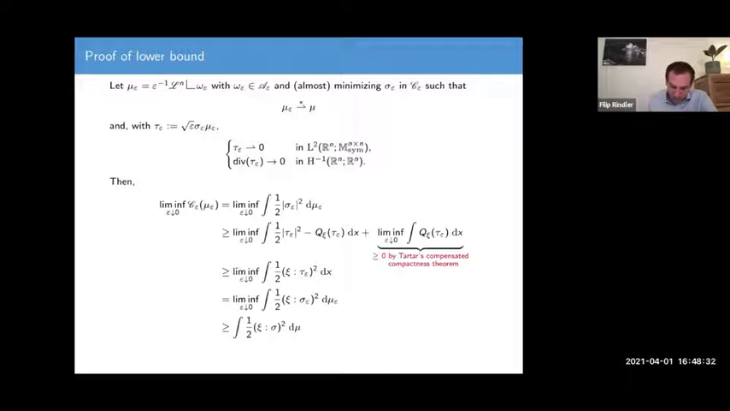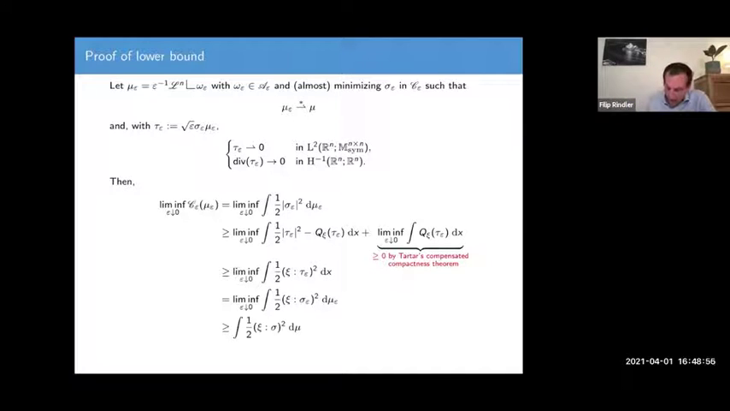Okay, so we look at the lim inf of the C epsilon. Well, choose the sigma epsilon to be almost minimizing. Okay, then the lim inf of this C epsilon is just lim inf of 1/2 sigma epsilon squared d mu epsilon. That's just a property that the sigma epsilon are almost minimizing. Remember, it's a minimization over the stresses.